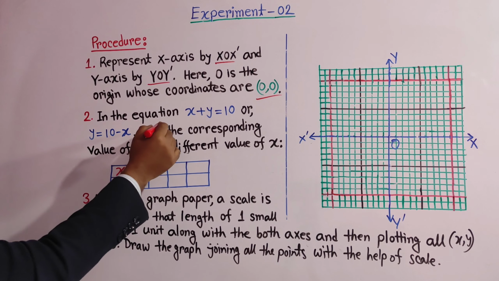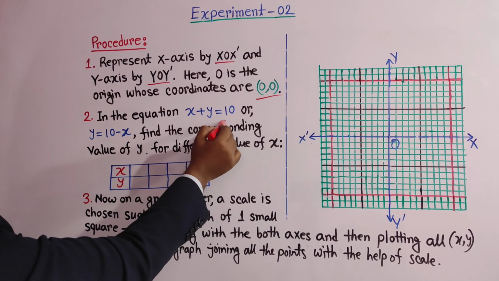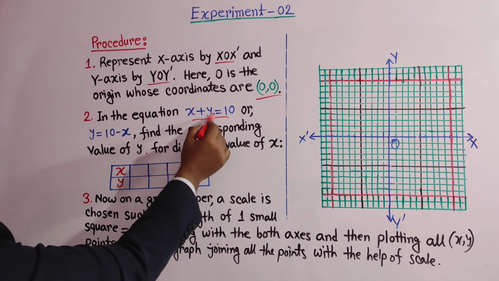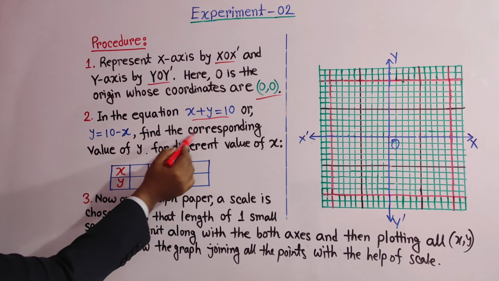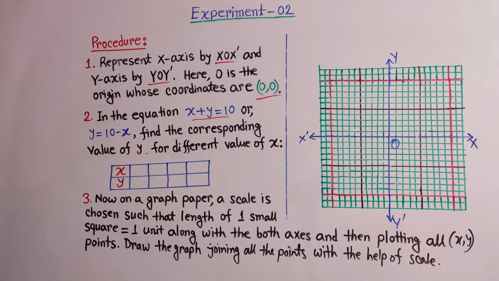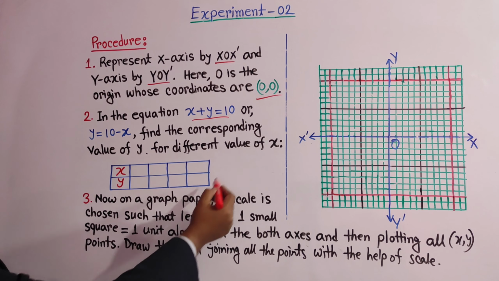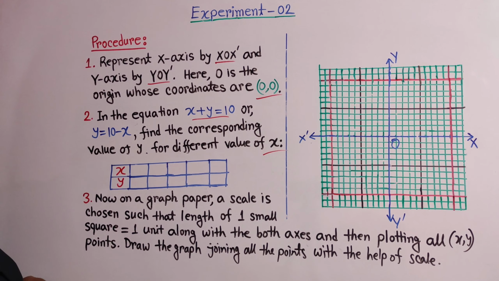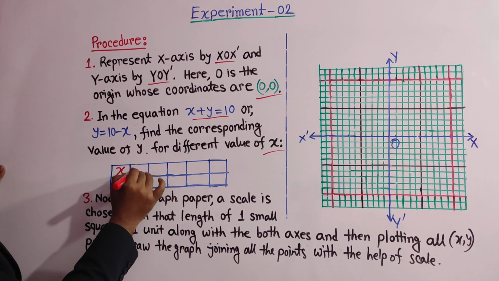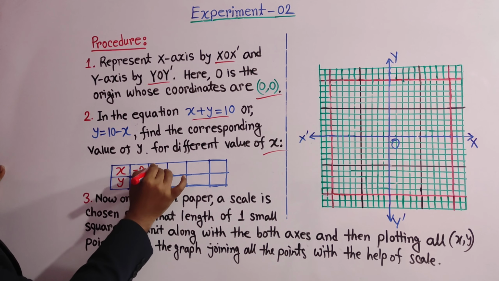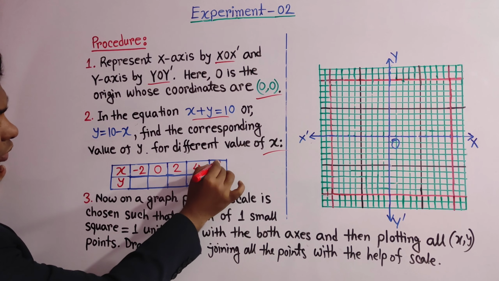Now in the equation x plus y equal to 10, we can write this as y equal to 10 minus x. Find the corresponding value of y for different value of x. Now we put some values of x randomly, such as -2, 0, 2, 4, 6.